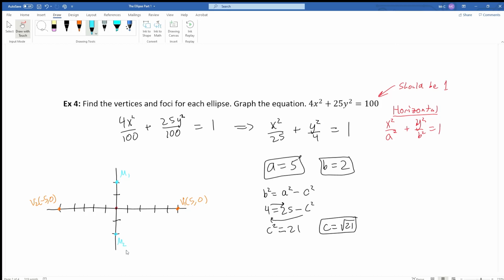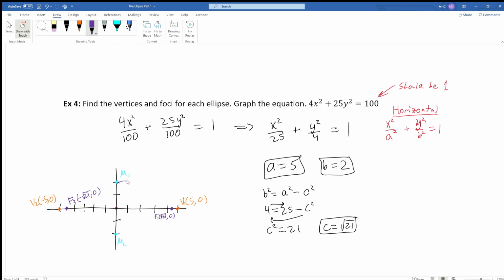And now I'm going to plot my foci. And c is the square root of 21, so that's bigger than 4, but less than 5. So it's going to be somewhere in the middle of 4 and 5. Let's plot it right here. We'll call that focus 1. That's the square root of 21, 0. And over here we'll plot focus 2, which is negative the square root of 21, 0.